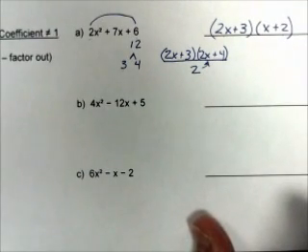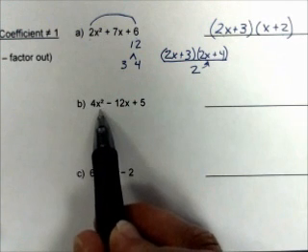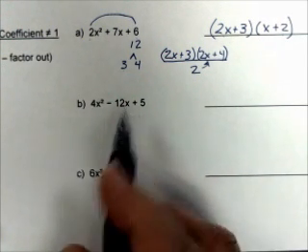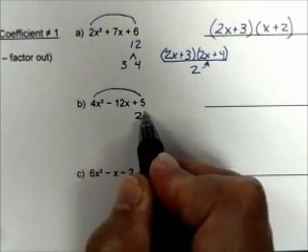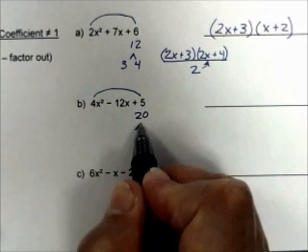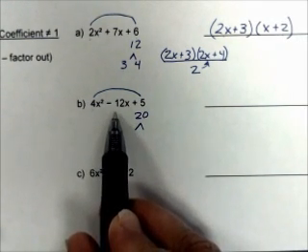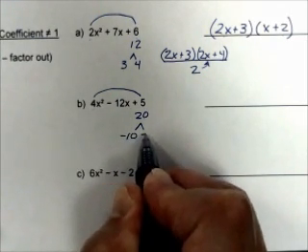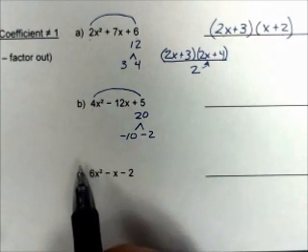4x squared minus 12x plus 5. Again, the lead coefficient of x squared is not 1, it's 4. There is no GCF here, so we multiply 4 times the constant 5 is 20. And then factor 20. We're looking for the factors of 20 that add to negative 12. That would be negative 10 and negative 2. Multiplies to be positive 20 and adds to be negative 12.